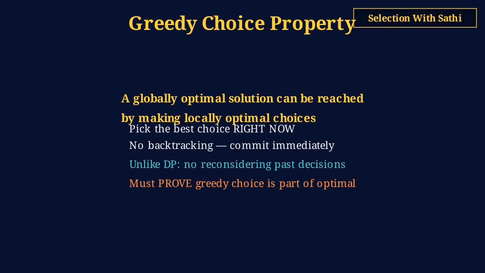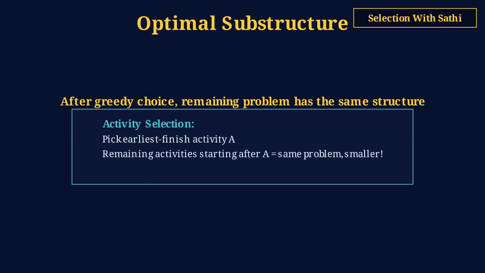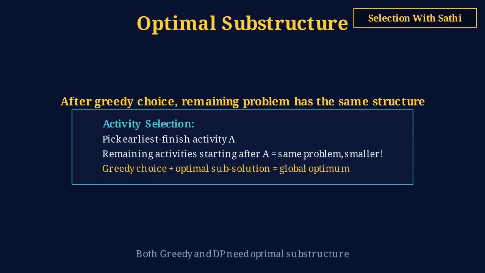To prove a greedy algorithm is correct, you must show that the greedy choice is always included in an optimal solution. The second property greedy needs is optimal substructure. After making the greedy choice, the remaining problem must have the same structure as the original. Combine the greedy choice with the optimal solution to the remaining subproblem and you get the global optimum.